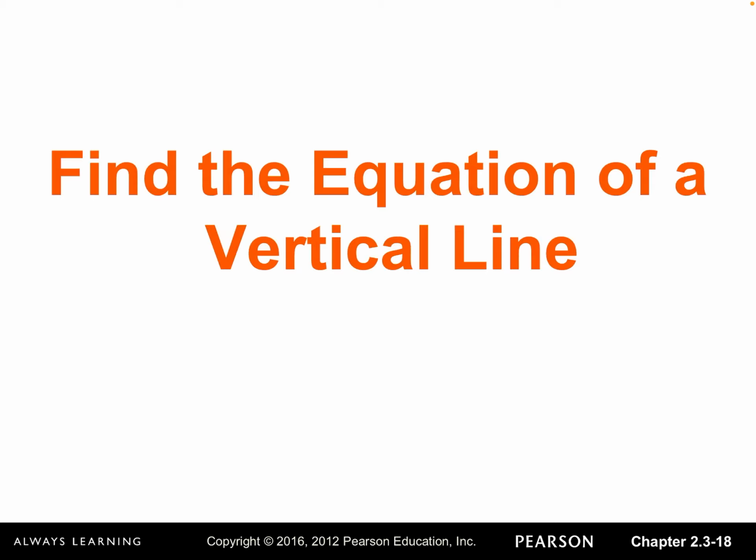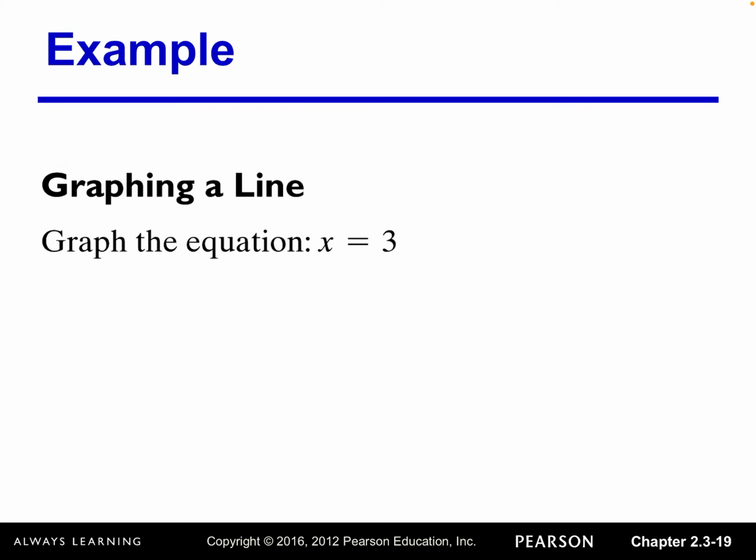So the next, let's see, how can we find the equation of a vertical line? Graph the equation x equals 3. So now we know 2 points we can determine the line, right? And then we can use the third point to verify whether the line we graphed is accurate or not.